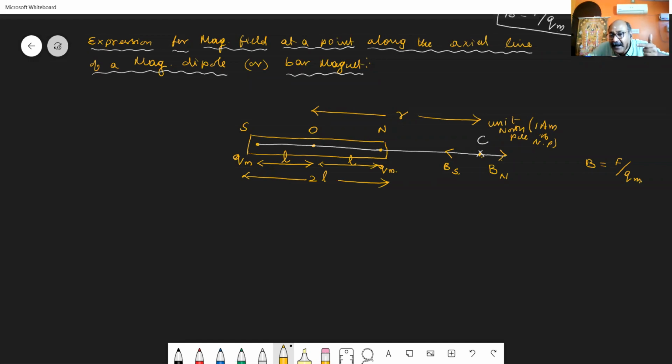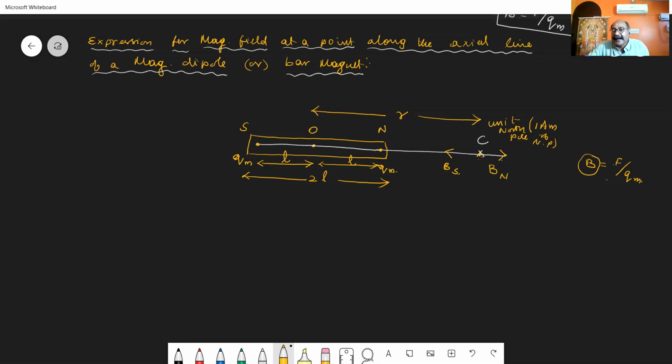Here you are having a north pole. Here you are having another unit north pole. So you will be having a repulsive force. Repulsive force means it will be acting along the positive x-axis. So the repulsive force F divided by the unit pole strength at this point C will be giving you B. So it is acting along the positive x-axis.